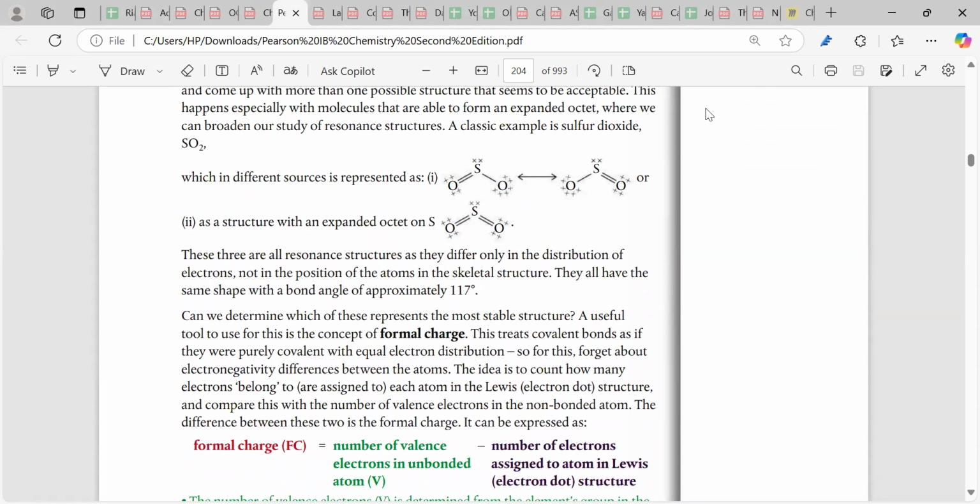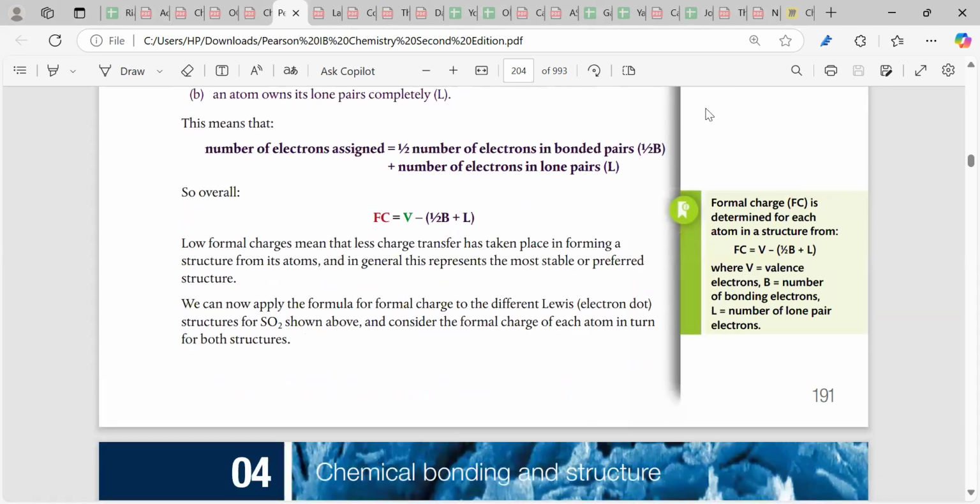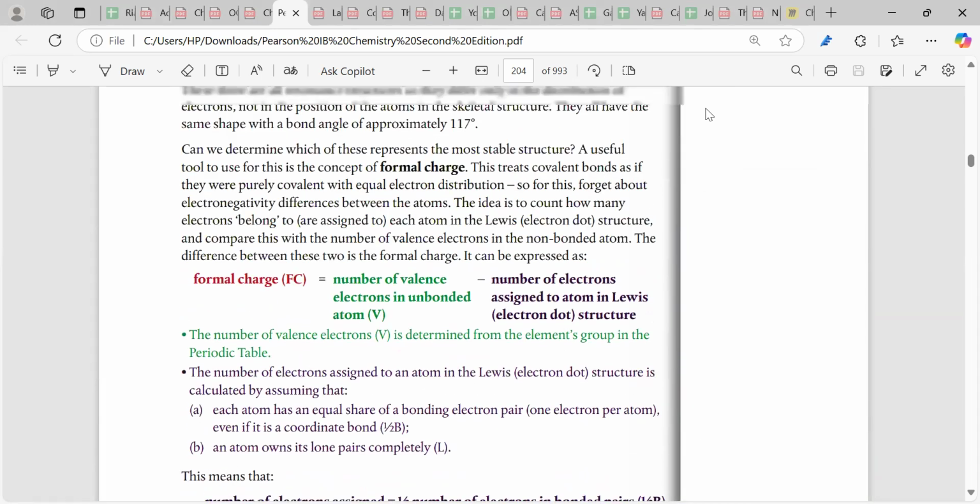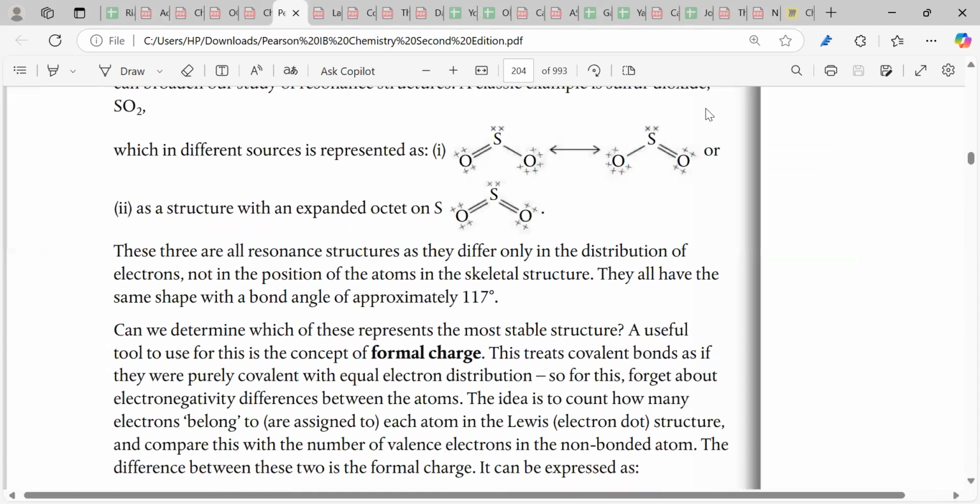Sulfur trioxide comes in your exam. Sulfur trioxide, Lewis structure, page 191. Important. Practice sulfur trioxide. This comes in exam. Sulfur dioxide will be very similar to ozone. Have you written SO2, Lewis structure, page 191?